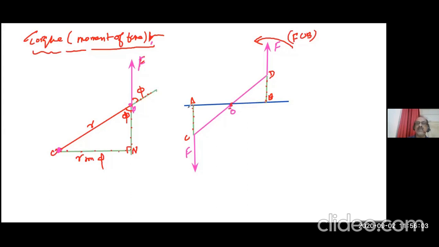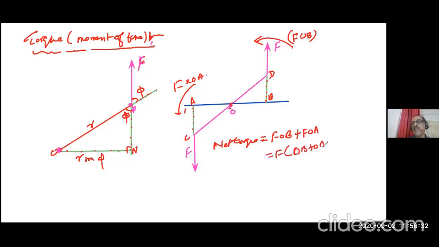Similarly, with respect to O, at this point it will also have a rotation like this: F into OA. So the net torque, both being in the same direction, is F into OB plus F into OA, or F into OB plus OA, and OB plus OA is BA.